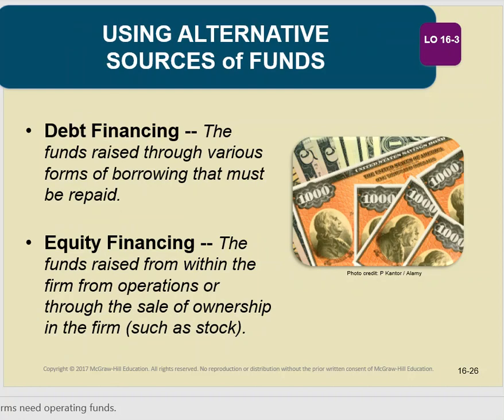What are sources of financing operations? Well, it'll either be debt or equity financing. Debt means borrowing. So debt financing is funds raised through various forms of borrowing. As you know, when you borrow, you must repay that money. Equity means ownership. So equity funding is funds raised from within the company through the sale of ownership. If it's a corporation, it sells stock. Equity does not have to be paid back.